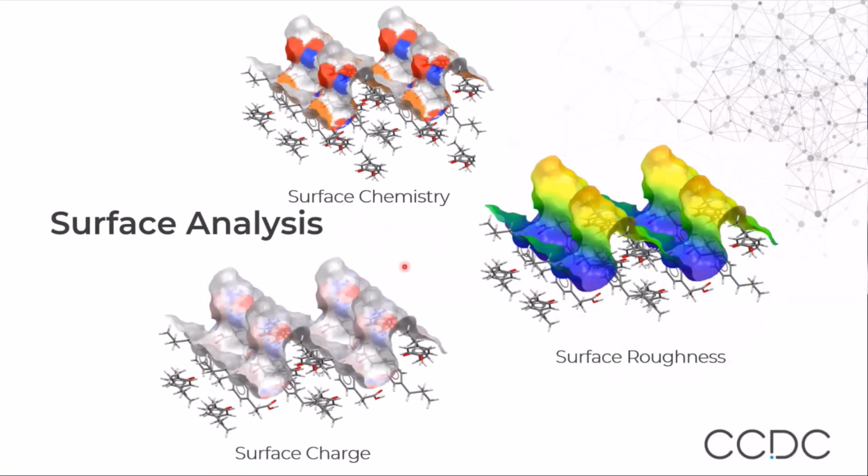Now, for the surface analysis tools, these let us think about, at a molecular level, the way our different surfaces behave in terms of their surface chemistry, in terms of the roughness of the surfaces, and in terms of the charge on the surface as well. And they allow us to produce some really quite nice, pretty pictures as well.